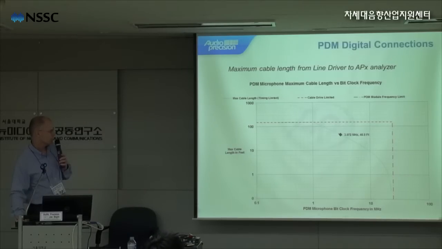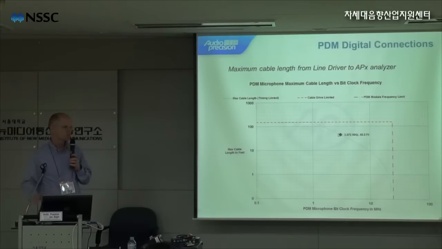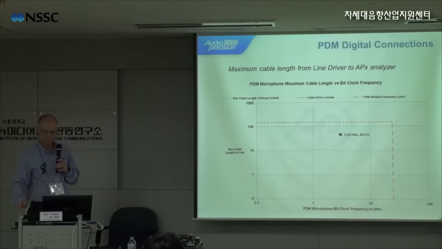And then on the horizontal axis, we have the bit clock frequency. That's the frequency of the bit clock in these pulse density modulation microphones. So for a typical microphone clock rate of 3 megahertz, we would have a length of about 17 meters that we could drive with this PDM line driver. Without the line driver, you have a very short distance available, maybe 1 meter maximum, might even be less than that. So that's something to be aware of.